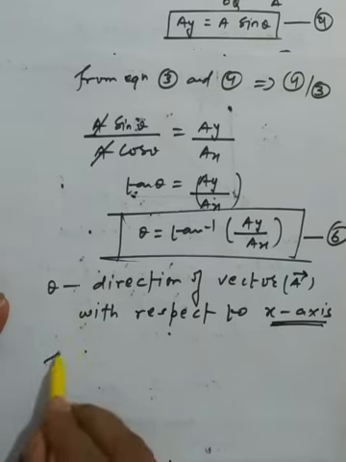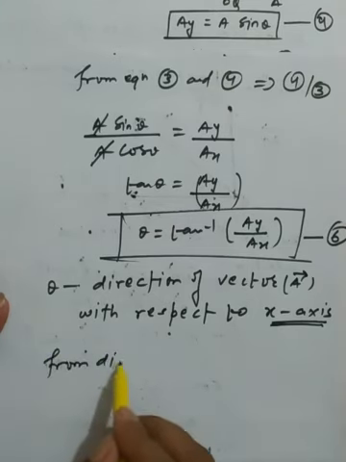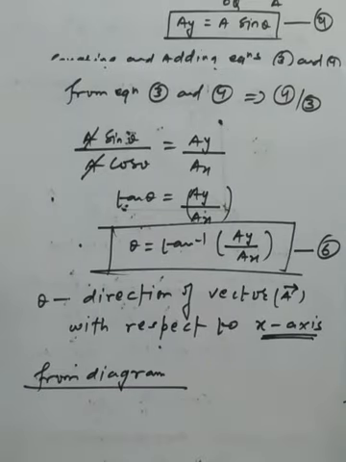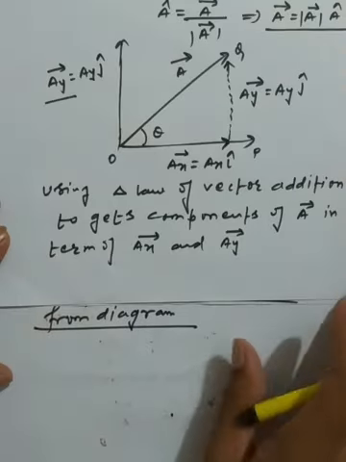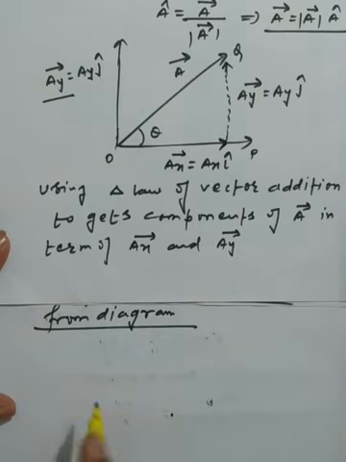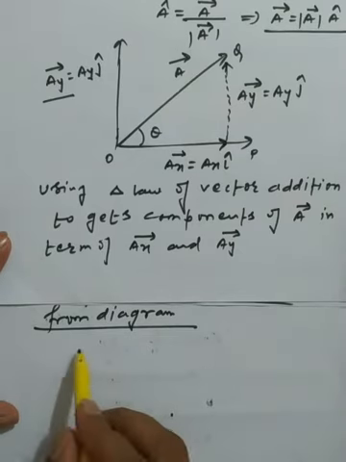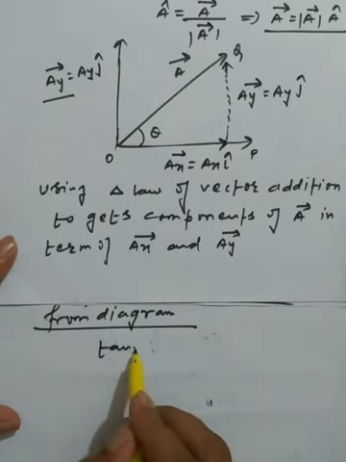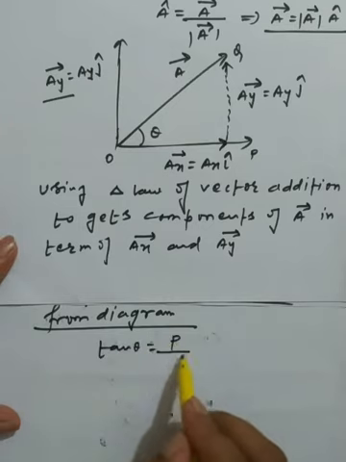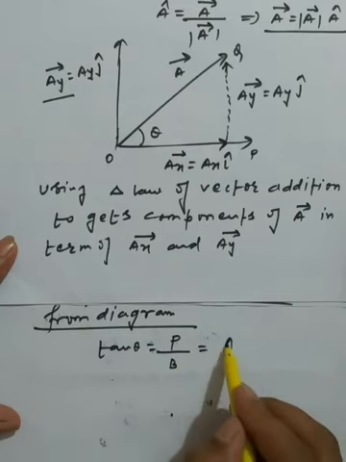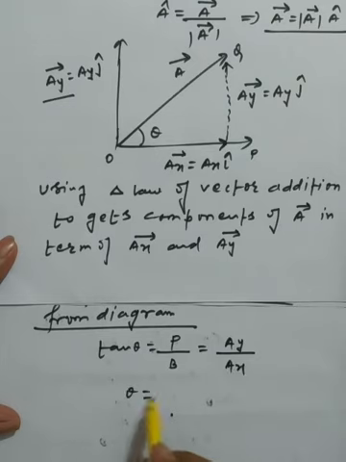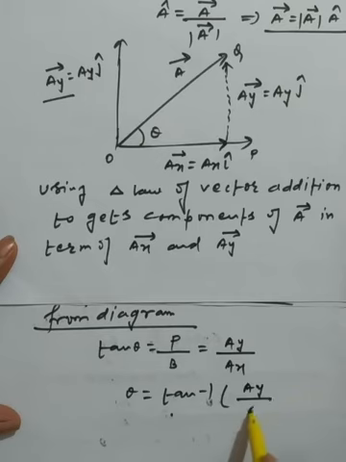Now from the diagram, how can we make the assessment? That was one method which I showed you using mathematics. Now from the diagram, we calculate tan theta directly. Tan theta is perpendicular upon base, and in terms of magnitude, perpendicular is AY and base is AX, and theta is directly stated as tan inverse of AY upon AX.